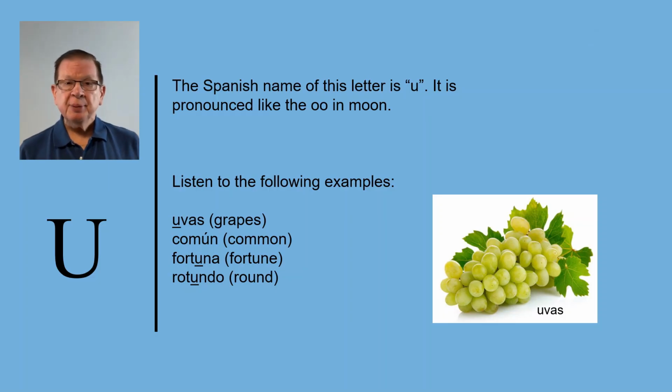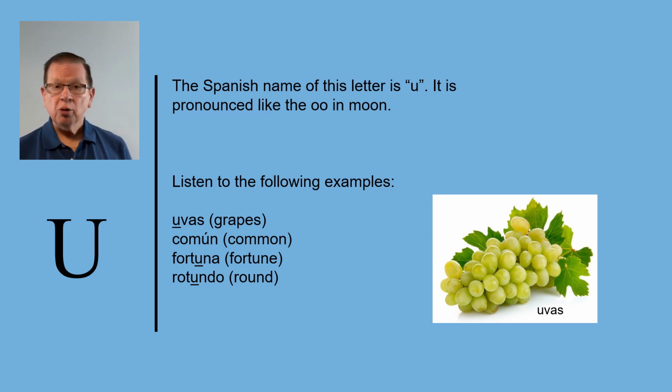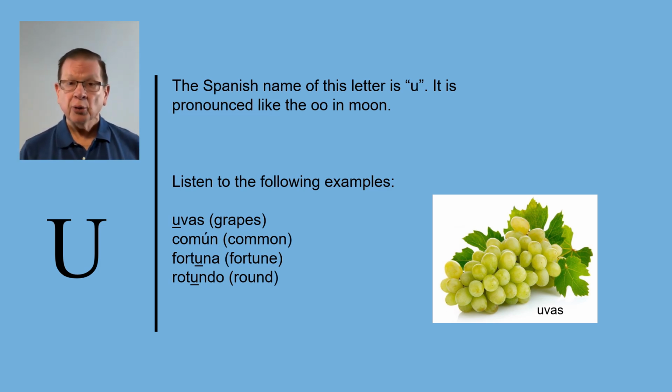U. The Spanish name of this letter is U. It is pronounced like the double O in moon. Listen to the following examples. Uvas, común, fortuna, rotundo.